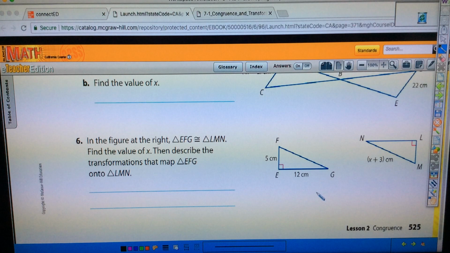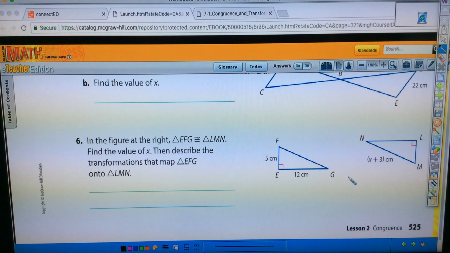So here's the thing, there's a little bit more work on the front end of this one. This is the hypotenuse, right? Side length MN is going to correspond with side length FG. But we don't know what FG is. They're not being as nice to us as they were in number 5, where they flat out told us the corresponding side length was 22. So we have a little bit more work here to do.